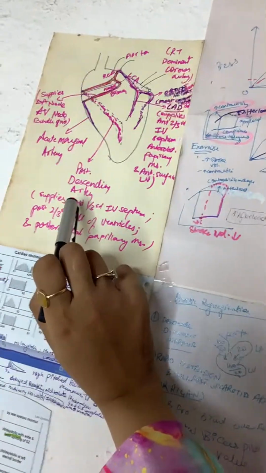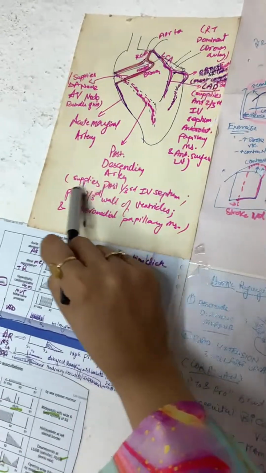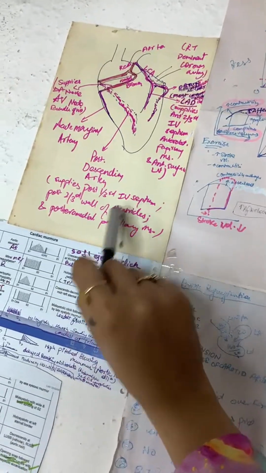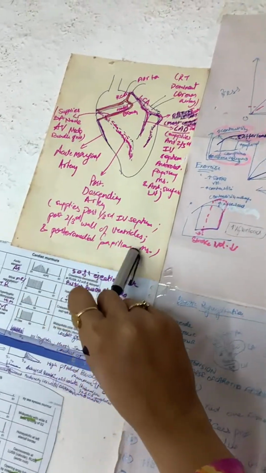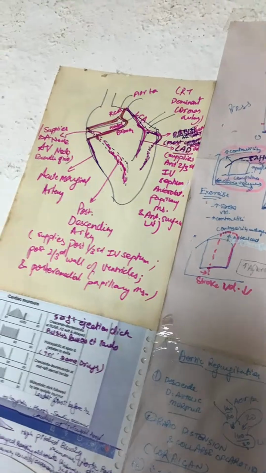of dominancy in our heart. So what all does it supply? It supplies the posterior 1/3 of the interventricular septum, the posterior 2/3 wall of the ventricles, and this is the interventricular septum, and the posterior medial papillary muscles. So the posterior medial papillary muscle is in the middle of the heart and behind.